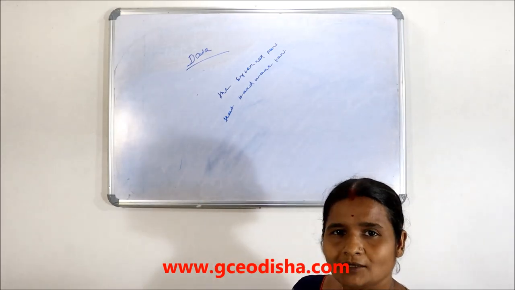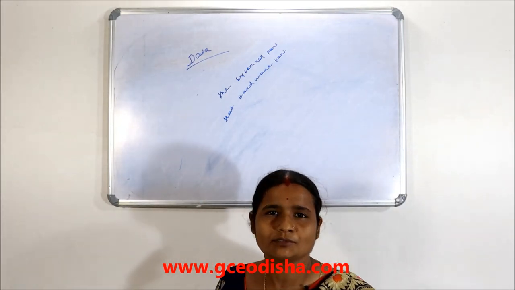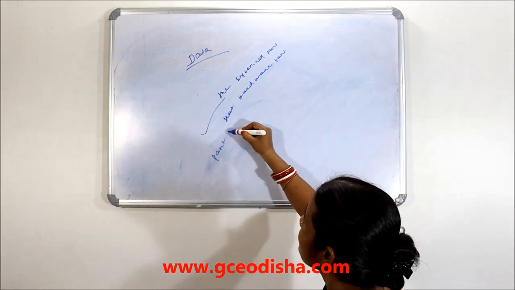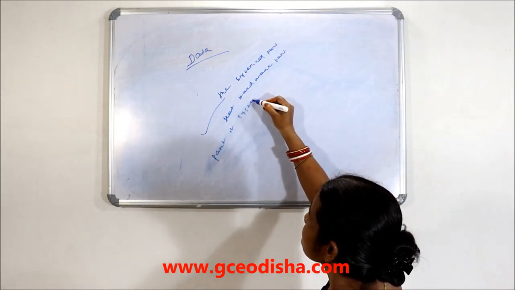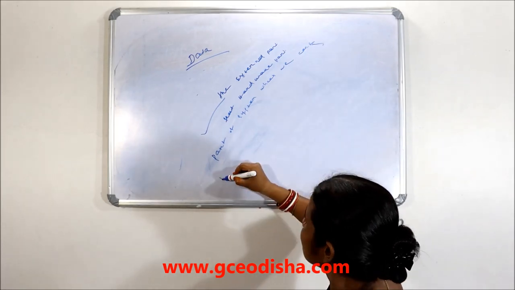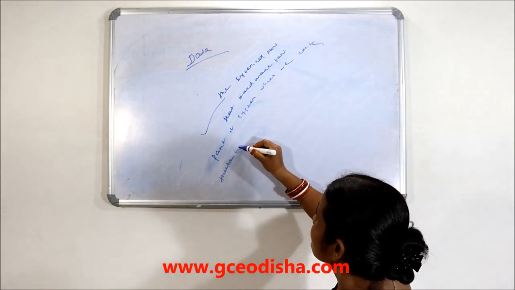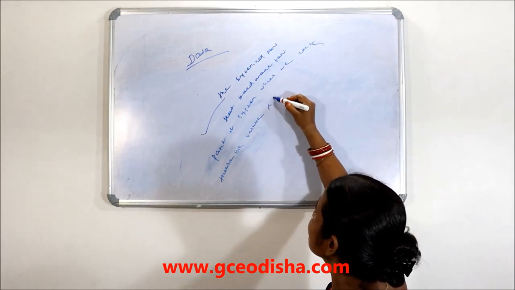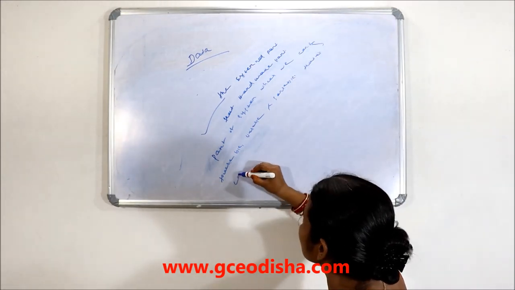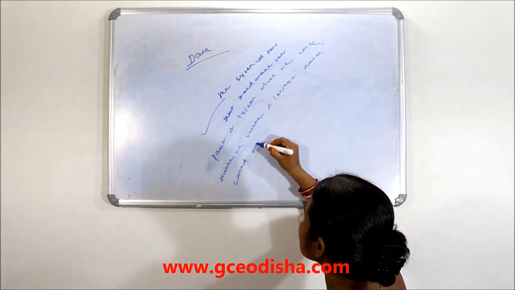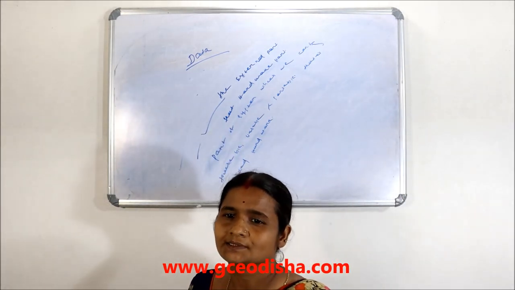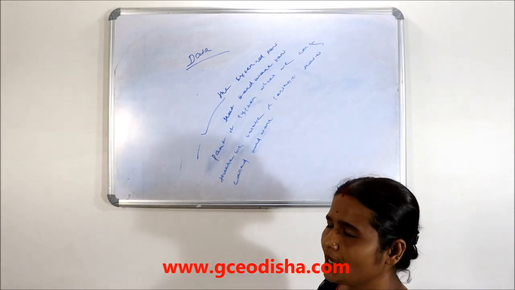Hardware means the part of the system which we can touch, see and sense. That is called hardware. Hardware means the part of the system which is touchable, visible and sensible.